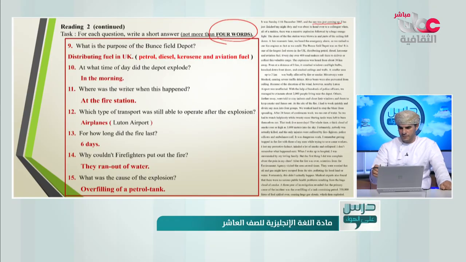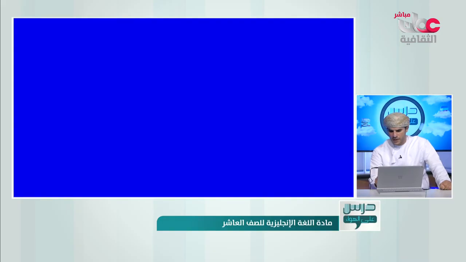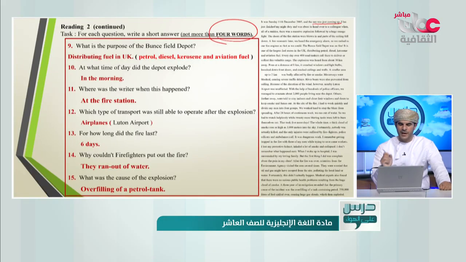Which type of transport was still able to operate after the explosion? Airplanes, because when you see here, it's not affected. For how long did the fire last? Six days. Why couldn't firefighters put out the fire? Because they ran out of water. What was the cause of the explosion? Overfilling of a petrol tank.